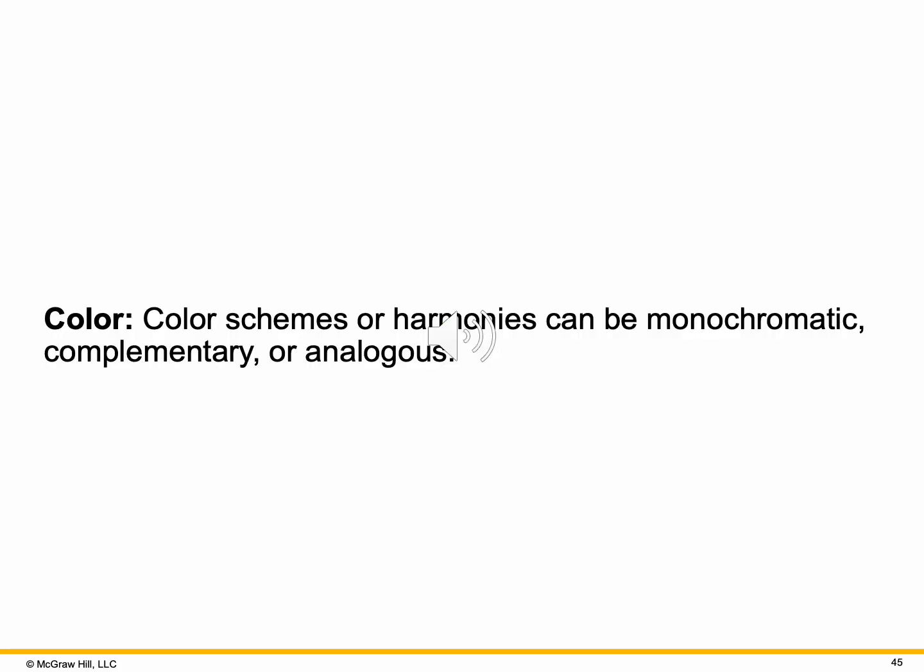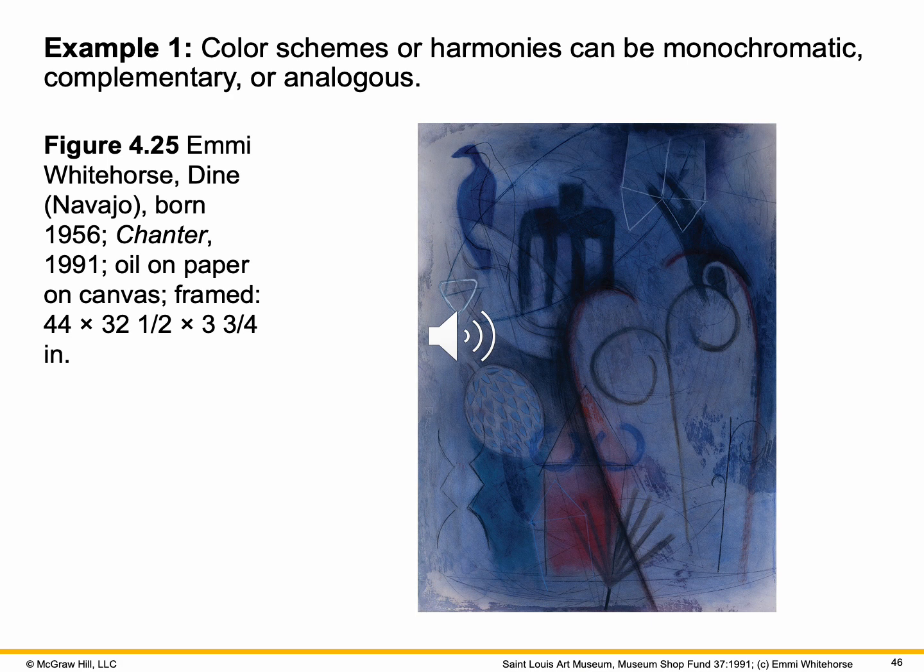Color. Color schemes or harmonies can be monochromatic, complementary, or analogous. A color harmony or a color scheme is a selective use of two or more colors in a single composition. Monochromatic harmonies are composed of variations on the same hue, often with differences in value and intensity. A painting all in red, pinks, and maroons would be considered to have a monochromatic harmony.